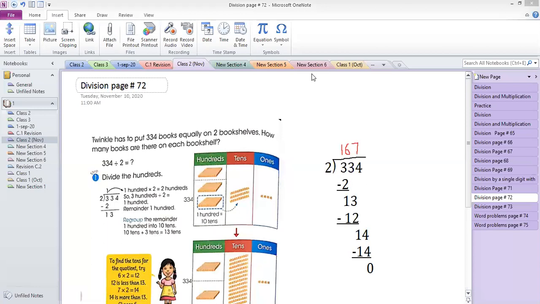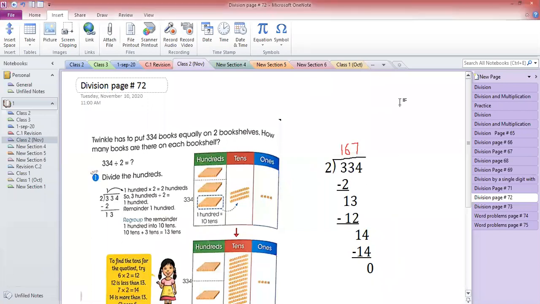Before starting a new topic, I would like to revise how we have to do division if we have a big number and we want to divide. So we'll use the long division method. Like here, Tinkle has to put 334 books equally on two bookshelves. So how many books should she have on each bookshelf? So for that we should divide 334 by 2. So 334 here is the dividend because it has to be divided. So I make a division sign. I write 334 inside, and 2 is the divisor. 334 has to be divided by 2, so I write 2 outside.